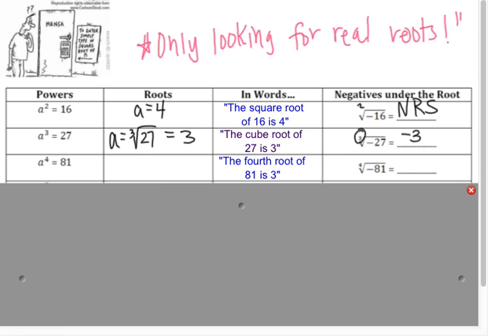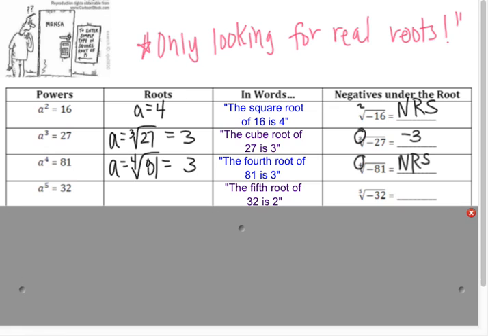All right. The next one, in this case, A would equal the 4th root of 81. And if you go ahead and do that, you will also, in this case, get 3. So the words we would use is the 4th root of 81 is 3. Now, we are trying to take the 4th root of negative 81. Well, once again, it's an even value, so there is no real solutions. A to the 5th equals 32. So A would equal the 5th root of 32. And that would give me 2. So the 5th root of 32 is 2.